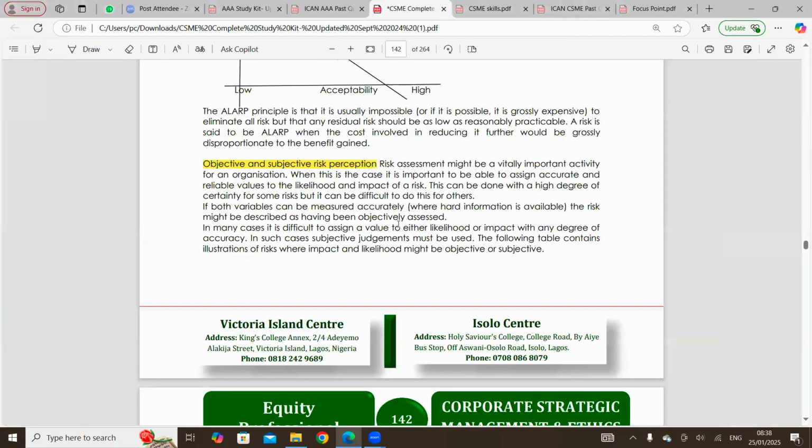So, objective and subjective risk perception. Basically, what I'm trying to say is that you cannot know how to solve a problem when you don't know how deep it is. You understand? Let's say, for example, you must have seen on Instagram where people talk about staff theft, people stealing their money, people diverting funds from their business, all of that, right? Let's use that as an example for our objective and subjective risk perception.